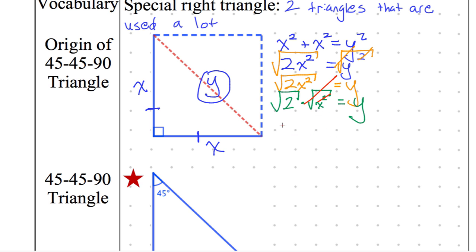Let's write this nice and big. Y is equal to, if I have x, I'm going to put that out front. I'm going to just put it in front of the square root of 2. So I'm going to have x times the square root of 2.